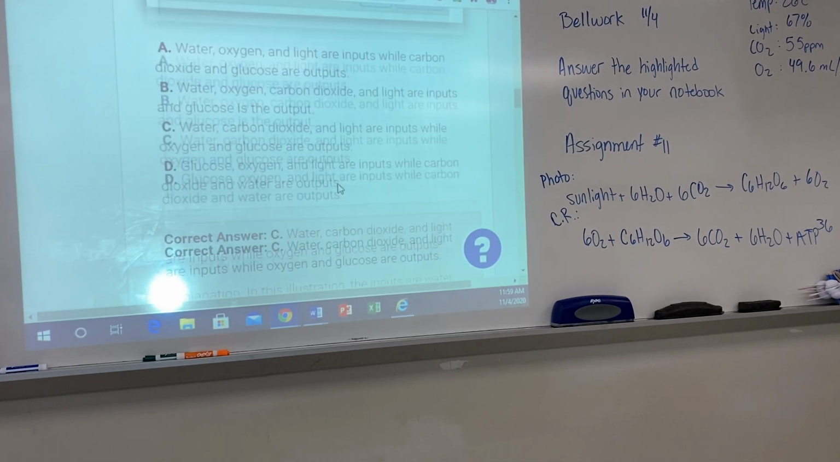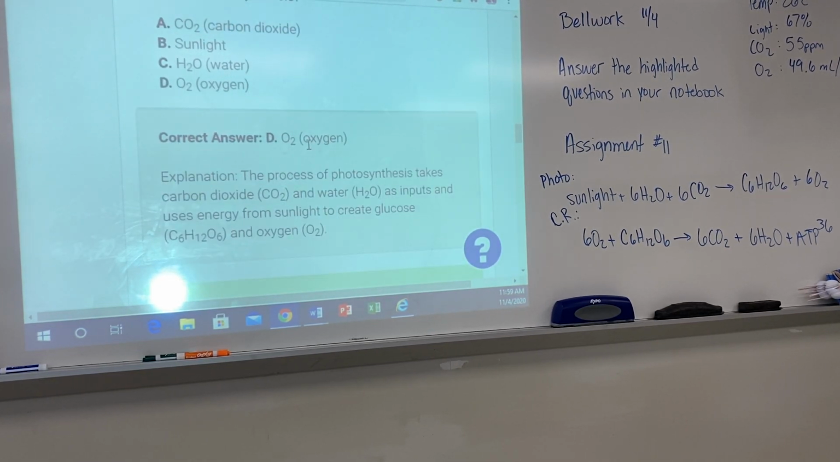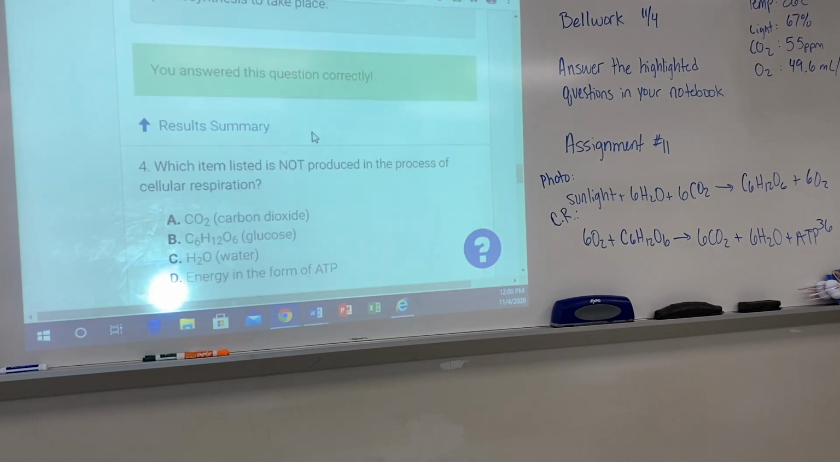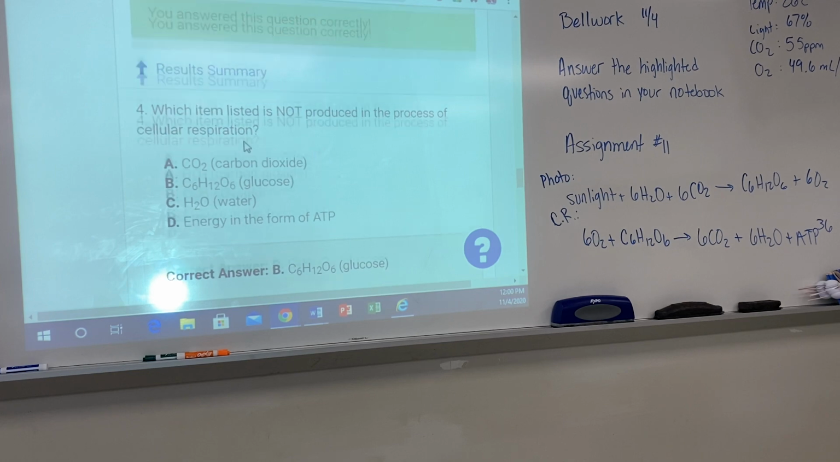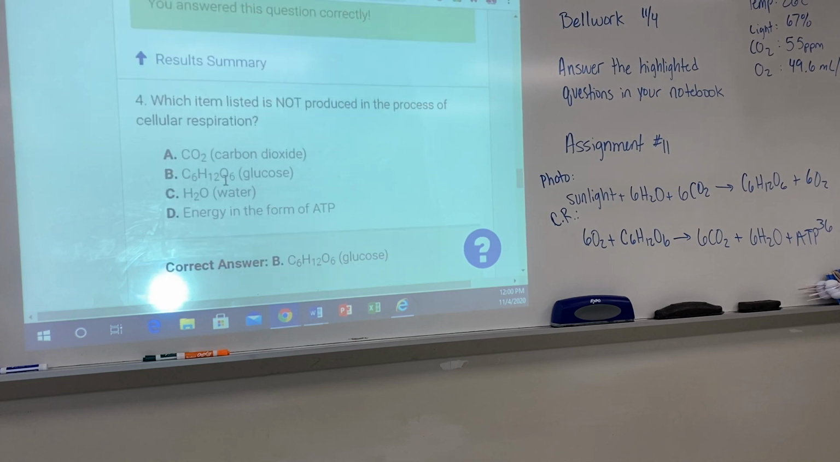So this is your process of photosynthesis, C. What is not produced is oxygen. Because what produces oxygen? Photosynthesis, plants. Cellular respiration does not produce oxygen. Cellular respiration uses oxygen. Where does photosynthesis take place? The chloroplast. Oxygen is not necessary for photosynthesis. And then what is not produced in cellular respiration? Glucose is not produced in cellular respiration. Where is glucose produced? Photosynthesis.